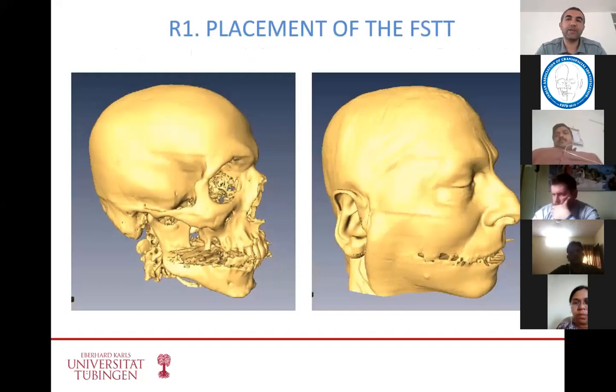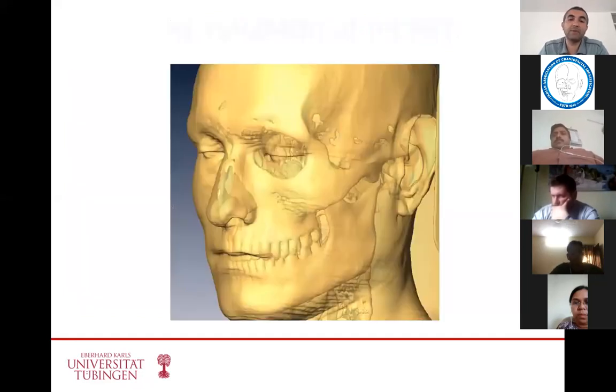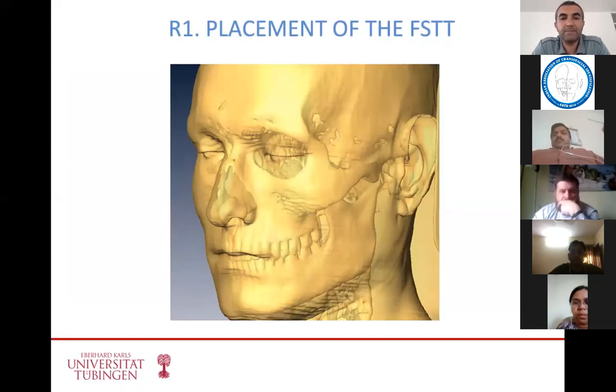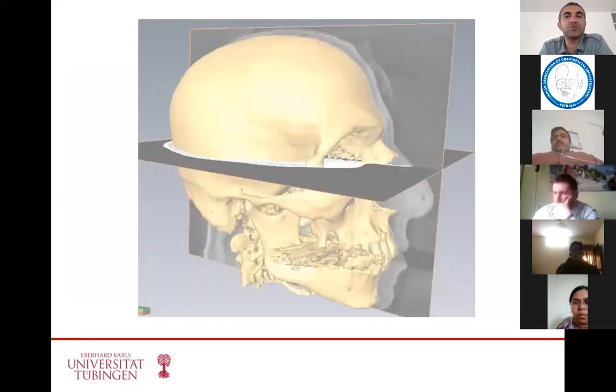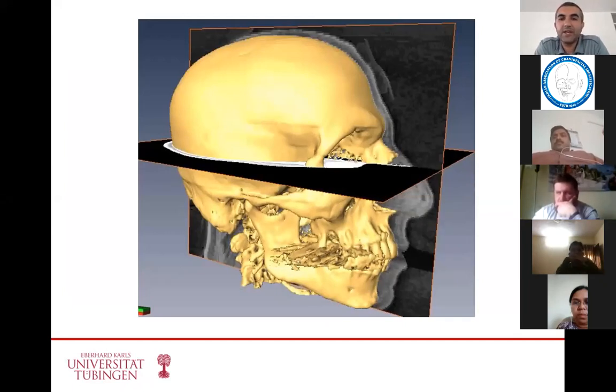So for placement of the FSTT, facial soft tissue thicknesses, we did a lot of research. If you have DICOM analysis software, there are many commercial softwares in this field. You can easily import the DICOM data, radiological data, into your software, and then make them transparent, and you can easily understand the relationship between the soft tissue and the hard tissue. Then, by creating some planes, you can easily measure the thickness of the face. And if you have a huge amount of data, you can easily create your population data for FSTT.